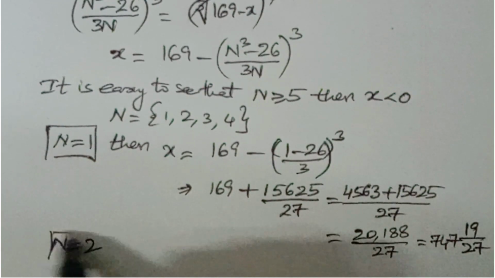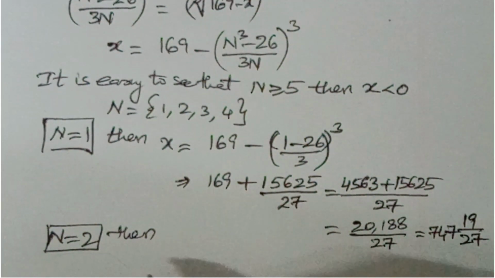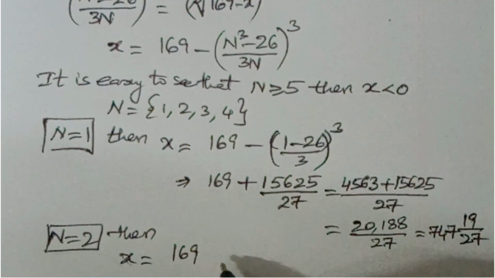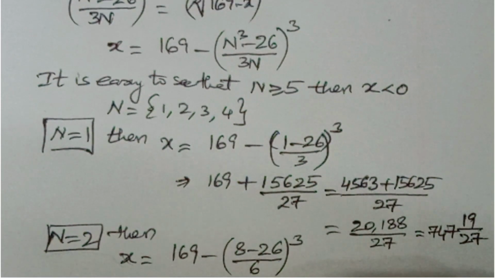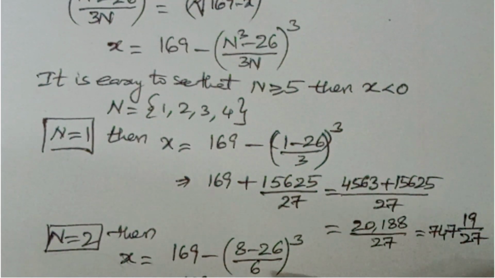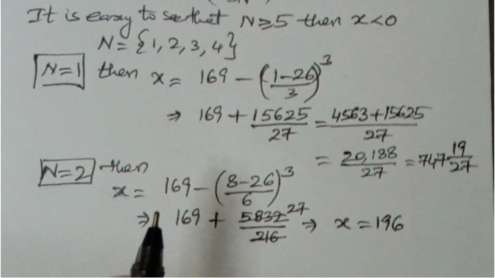If n is equal to 2, x equal to 169 minus (8 minus 26 by 6) whole cube. Here 169, minus into minus will get plus 5832 by 216. If you cancel, 27 will go. That implies x is equal to 196: 169 plus 27 you will get 196.